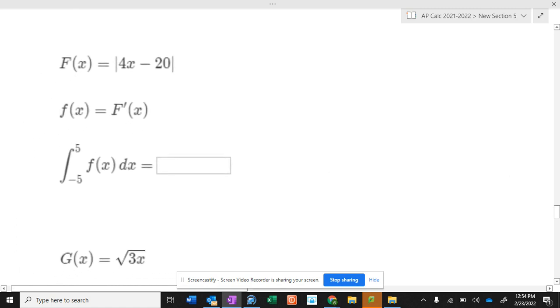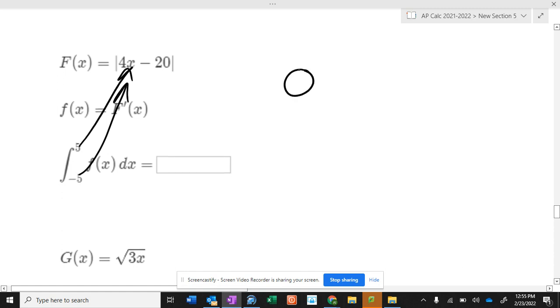Okay? Okay? So then this one, you plug the 5 in, the negative 5 in. What's 4 times 5? 20 minus 20 is? 0. So it's the absolute value of 0 minus negative 5. 4 times negative 5 is?